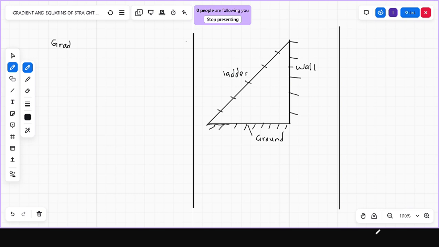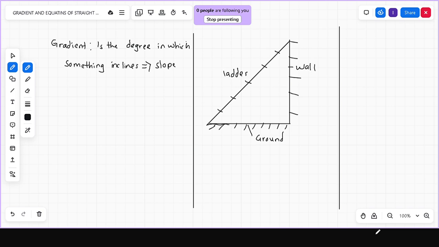This is something very common that we always come across in our daily life. The gradient is the degree to which something inclines. The degree goes with the angle at which something inclines. And when we talk about the degree to which something inclines, we are also referring to something called the slope.